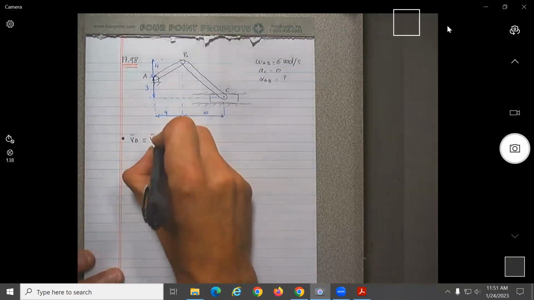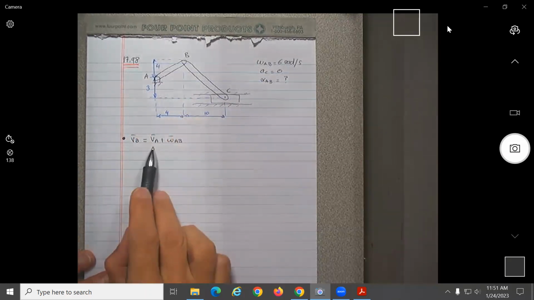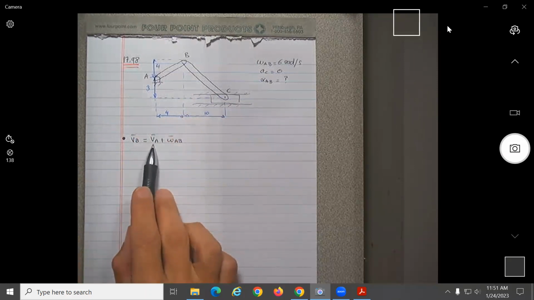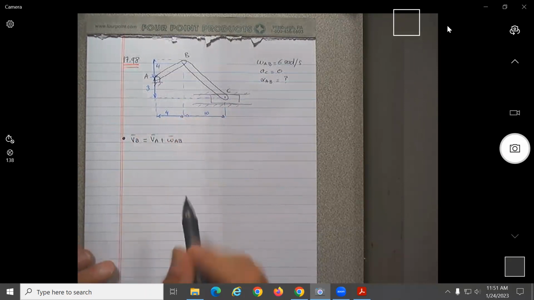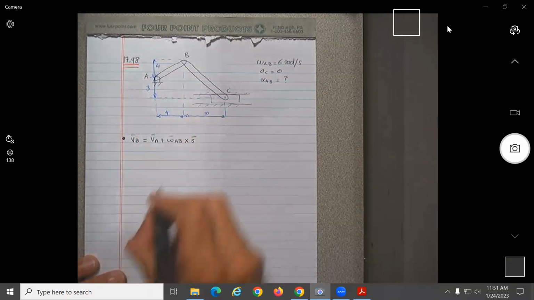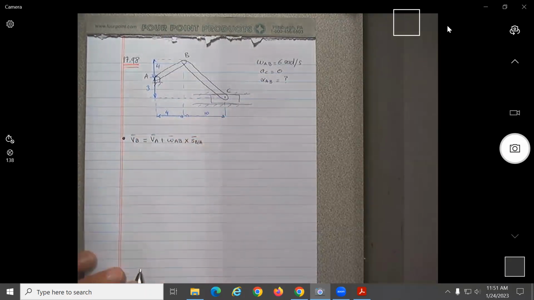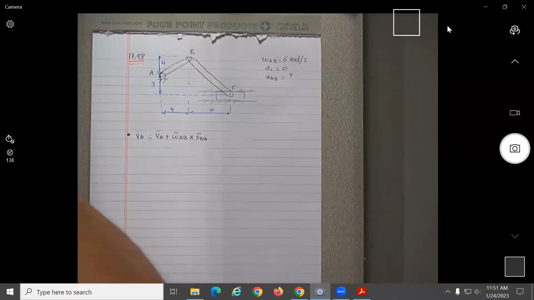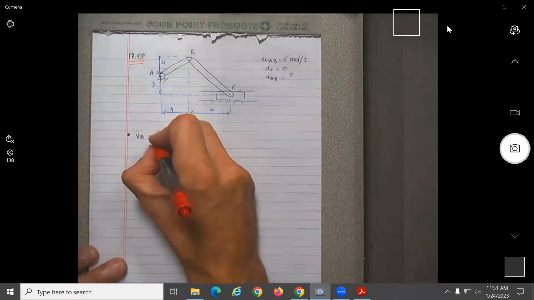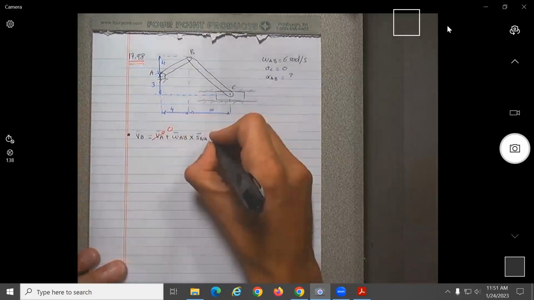VA plus omega AB cross. And remember, for the velocity, motion we can always break into translation and rotation. Yes? So VA is the translational, the rotational will be equal to what? Omega cross what? B with respect to A. Correct, B with respect to A. Since A is fixed, what would be the velocity of A? 0.